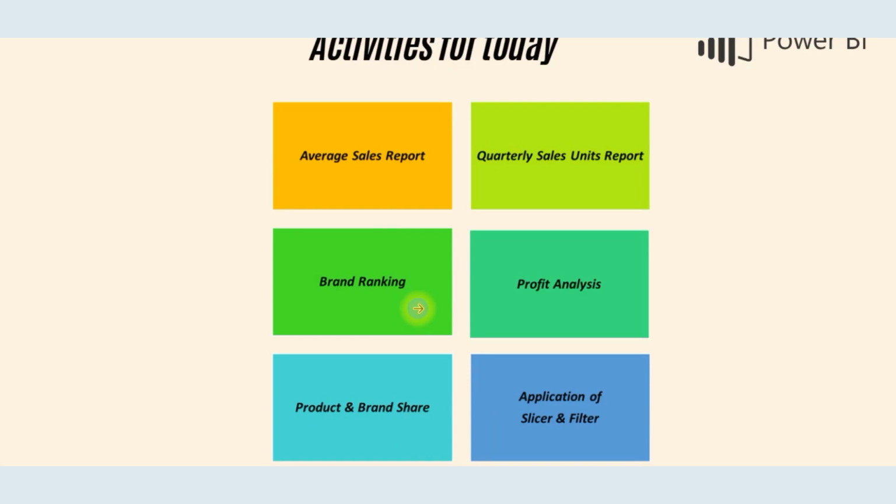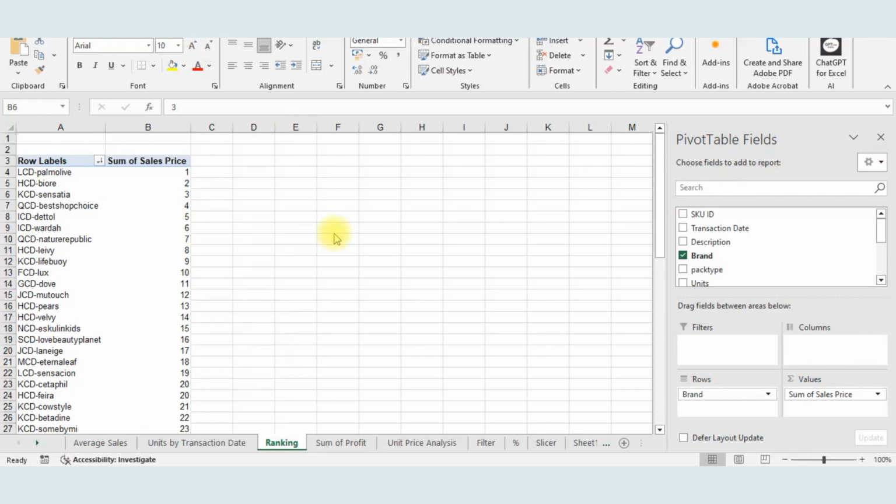We are going to see the brand ranking now. So how to create this brand ranking both in Excel as well as in Power BI. In Excel, it is a very simple thing to create a ranking. Here, sum of sales price we have taken in the values, and then brand we got. Then we just change these values into a ranking. So how did we do it from scratch?